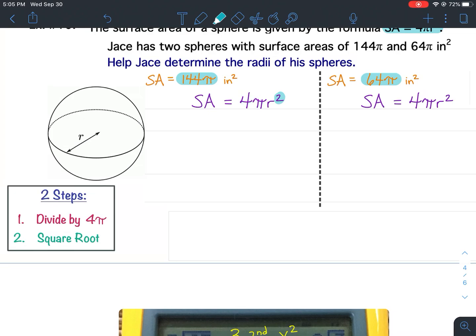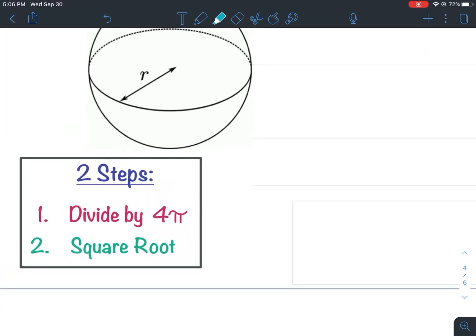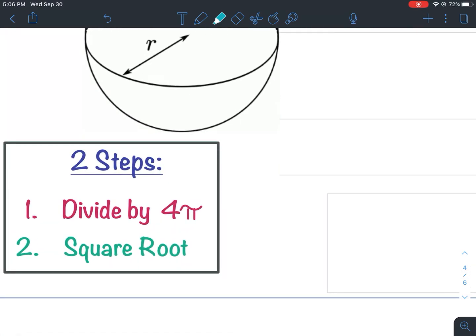If you remember, when you solve equations, you do the inverse order of operations. So normally you would square first and then multiply. But in this case, since we're doing the inverse operation, we want to get rid of the multiplication and then get rid of the square. The opposite of multiplication is division. So step 1 is to divide both sides by 4 pi. Then step 2 is to get rid of the square by taking the square root. So pause your video and write your 2 steps down.